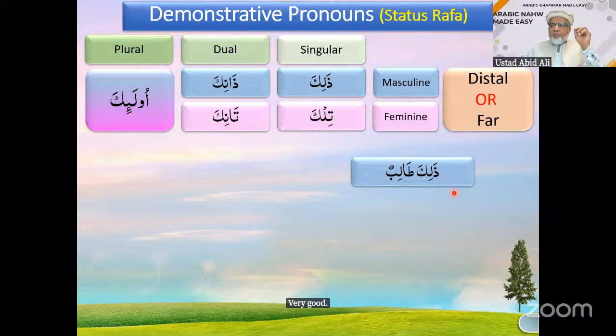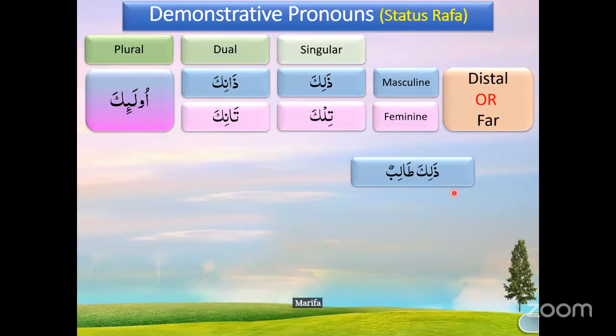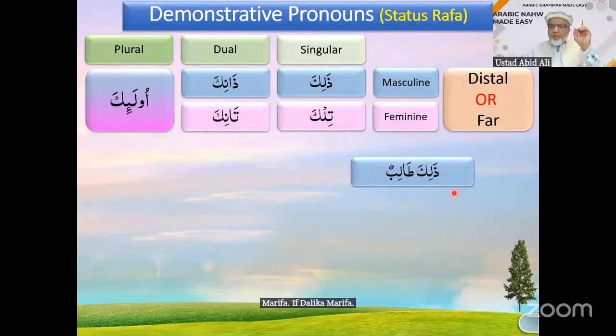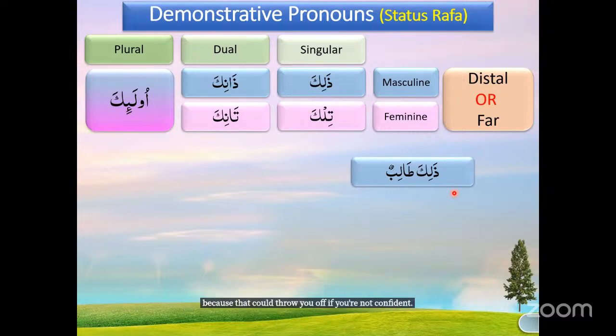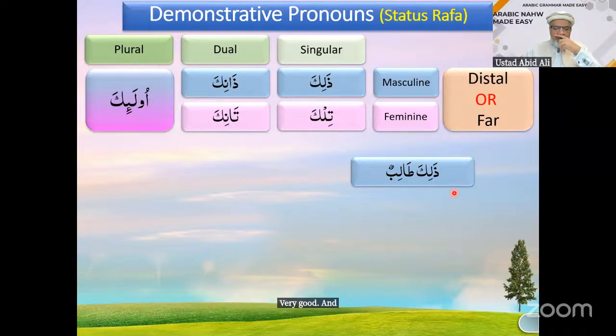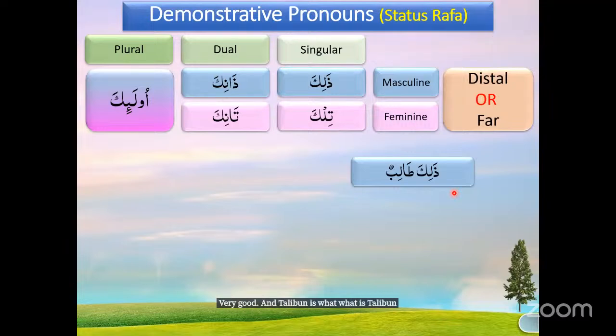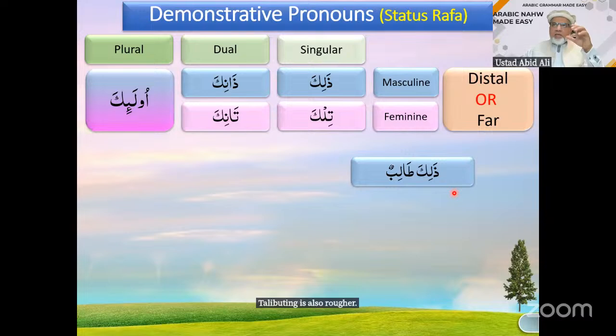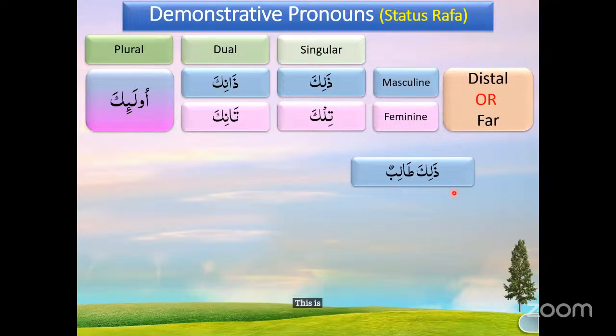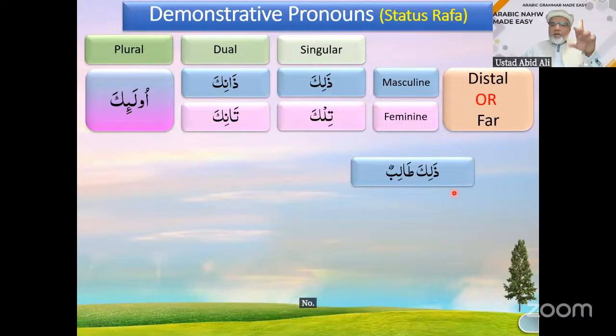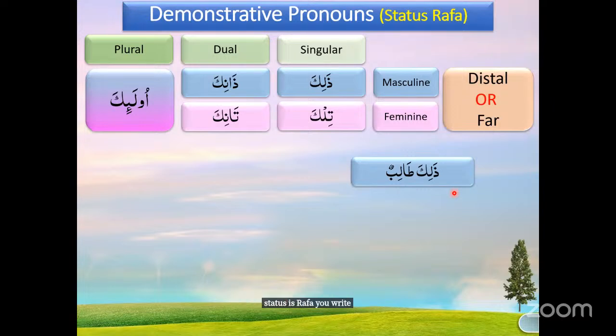And what is normally the type of mubtada in a nominal sentence? Marifa. Is dalika marifa? Yes. Remember that, because it can throw you off if you're not confident. What is the status of dalika? Rafa. And talibun is also rafa. But what is the name for talibun in a nominal sentence? Is this the second part? The khabar. Yes, it's mubtada and khabar, and the status is rafa.